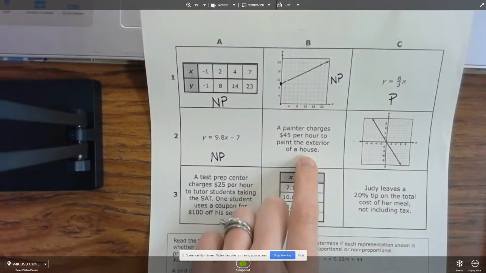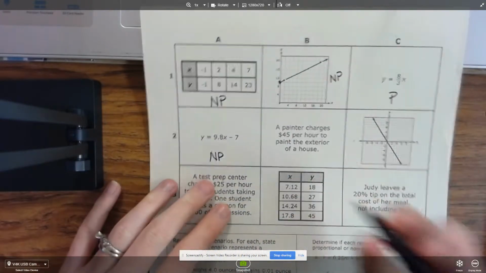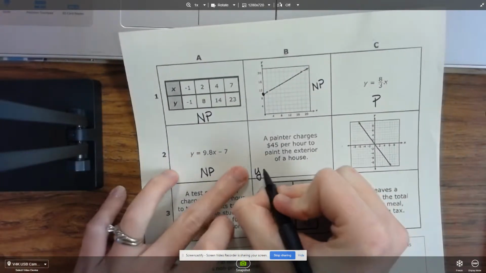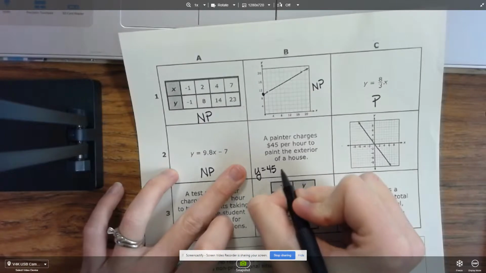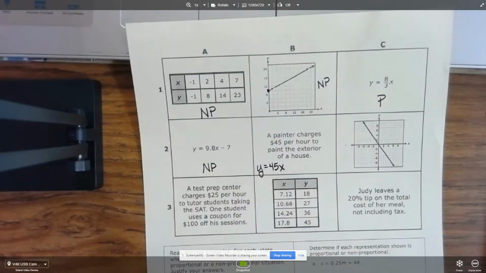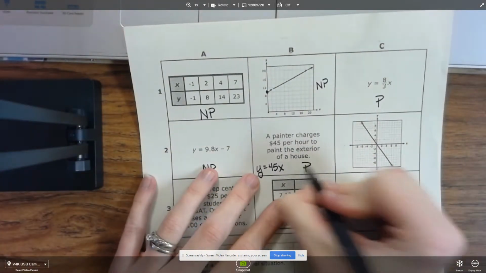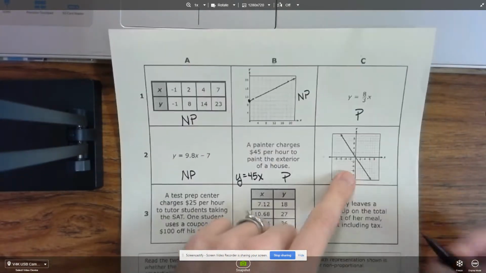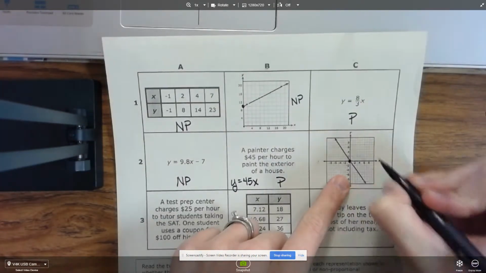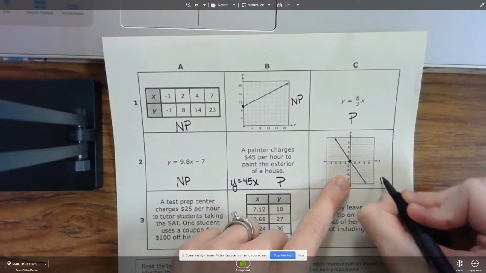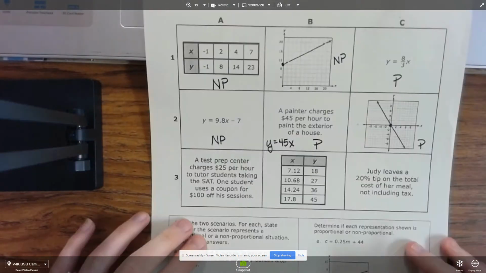All right, now we have a word problem. A painter charges $45 per hour to paint the exterior of the house. So if I were to write that as an equation, $45 per hour, I don't know how many hours. There's nothing being added or subtracted. There's no additional cost or initial fee. So this one is proportional. If we look at this graph, it goes through the origin. It's nice and straight. So this one is proportional.